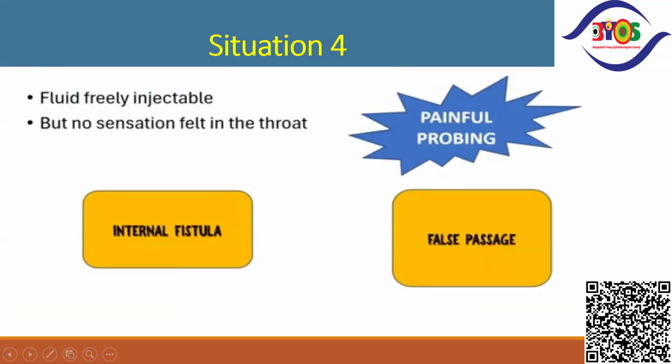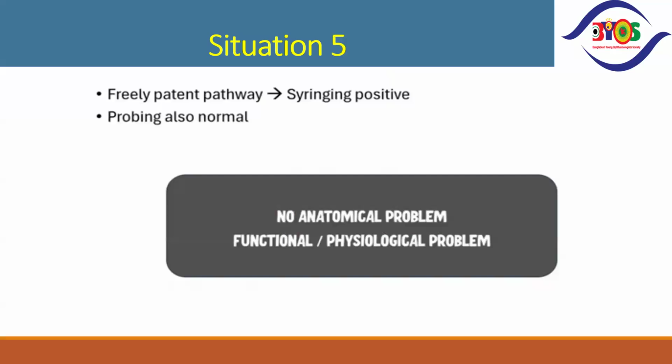then the result is common canalicular stenosis. In situation 4, fluid is freely injectable but there is no sensation felt in the throat. There might be an internal fistula, and on painful probing, this might lead to a false passage. Sometimes while probing, if we push the probe too forcefully, there might be a chance of false passage. Now situation 5, a freely patent pathway, syringing positive, probing is also normal. There is no anatomical problem. The problem is functional or physiological.